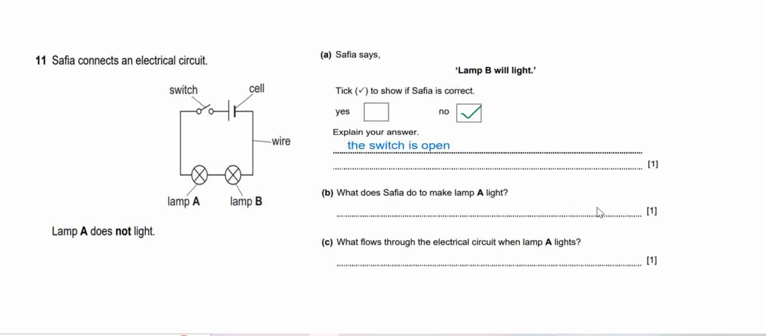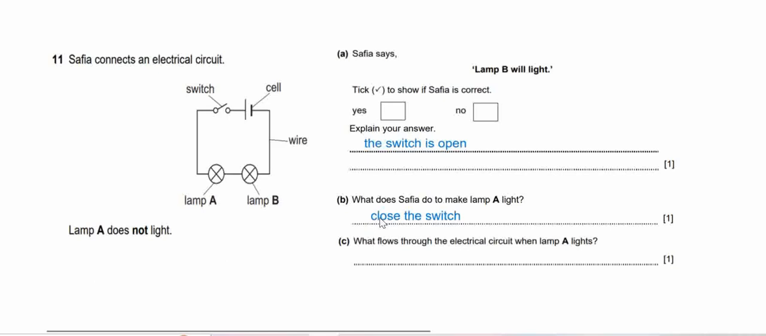Alright, let's open up the answer. So she closed the switch to make lamp A light. Next, question C. What flows through the electrical circuit when lamp A lights? 10 seconds from now.